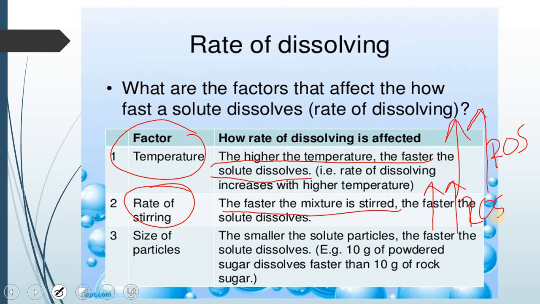Next, size of particles. So size of particles, obviously, is the size of our solid. For example, if I use sugar cubes, we don't normally use sugar cubes, but in the US and in the UK, they usually use sugar cubes compared to granules.